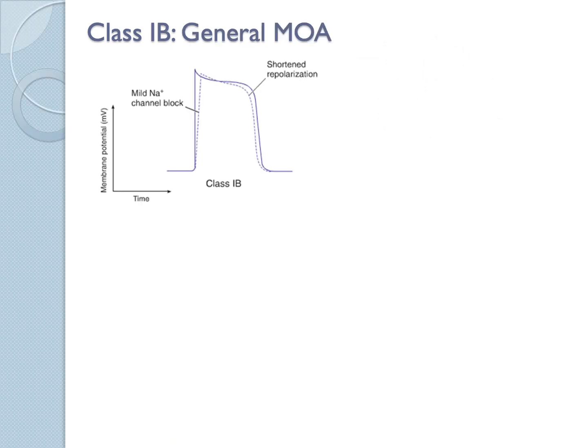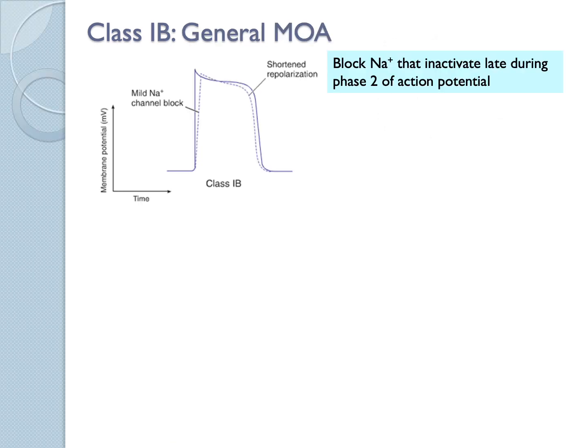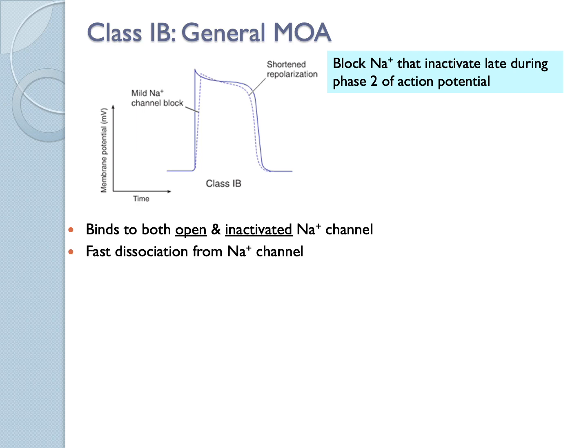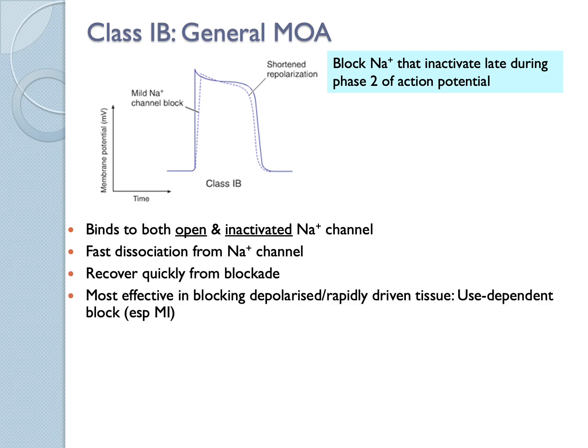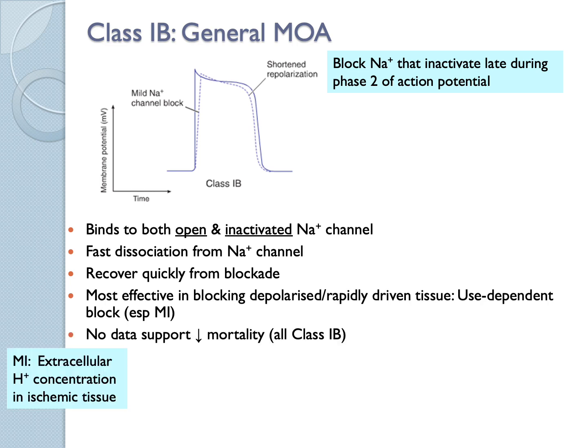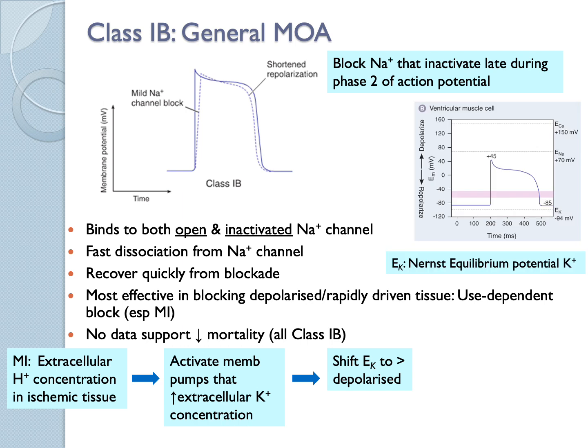Okay, so we move on to 1B, which is only a mild block. So it's a little bit of blockage, but it's enough in a way to cause the certain effect that you want. It's quickly recovered. So it's good to use mainly for MI-based cases, right? But it doesn't really show much decrease in mortality, so therefore it's not the best to use.